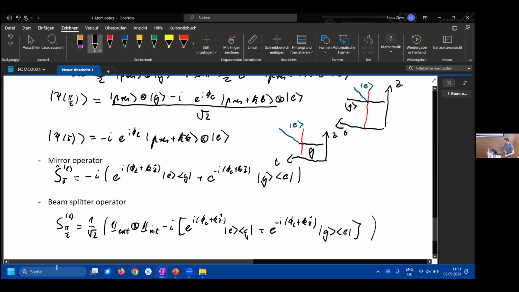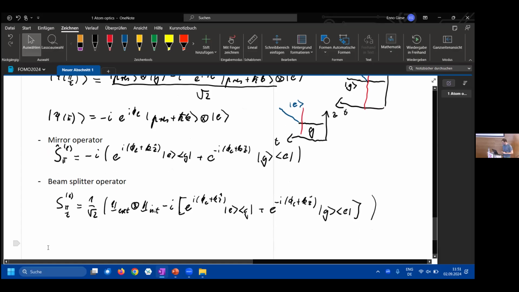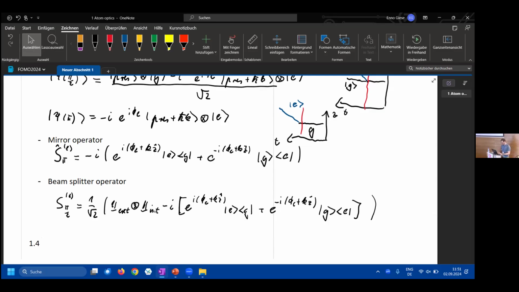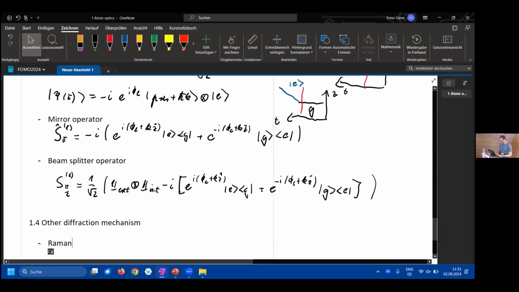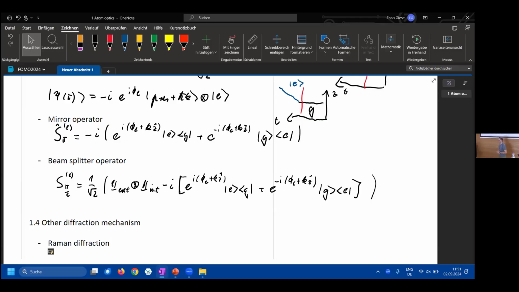Okay, so now to wrap this up, there are also higher order transitions. There are other diffraction mechanisms, and one of them is Raman diffraction. So the point is, if you think about your favorite atom, for example rubidium, and you just drive transitions between two hyperfine states, that works perfectly. I just need a microwave and so on. If you have a microwave, think about the transferred momentum. That's not a lot. So what you actually want is to transfer a lot of momentum.